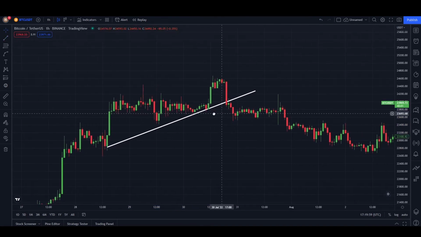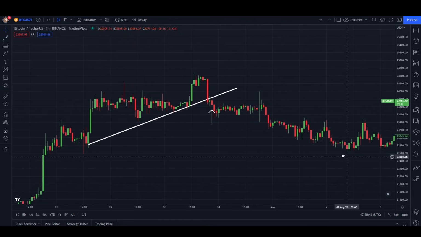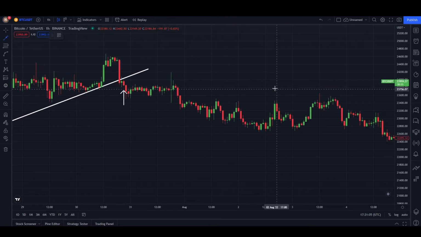Then we will wait for the price to break this trend line, this uptrend line. As you can see, this candle right here broke the uptrend. Now we will wait for a big bullish sign. As you can see, we have one right here.